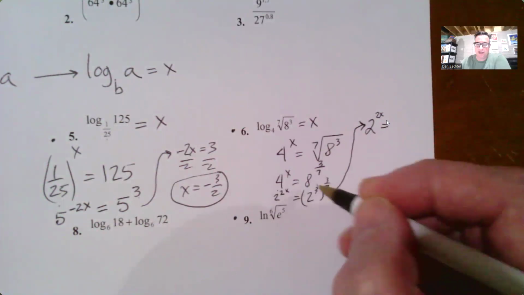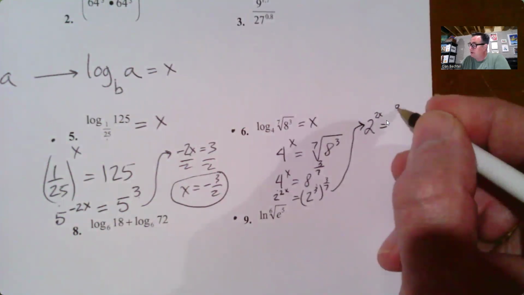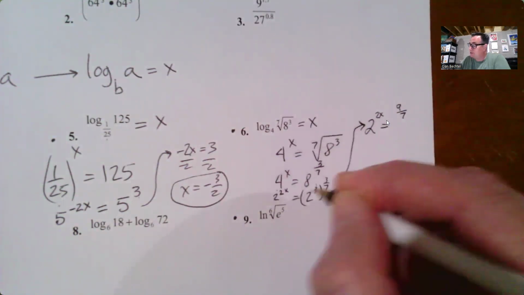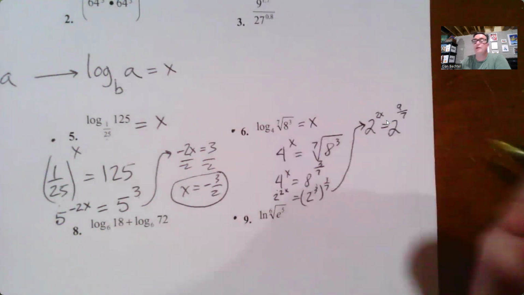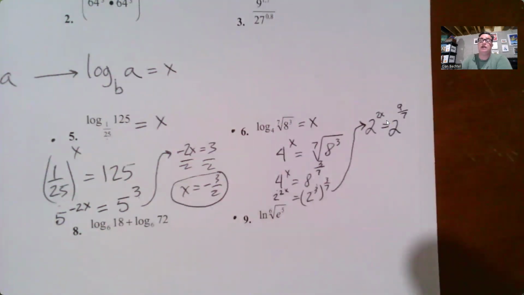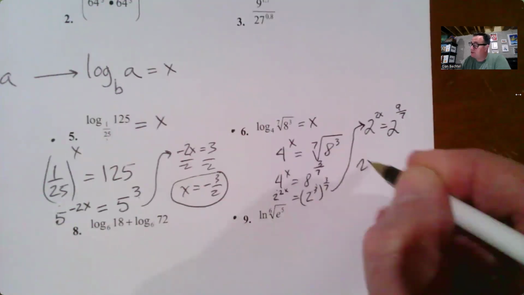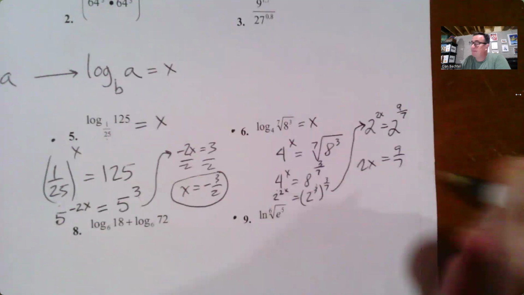Well, the 3 and the 7 don't cancel, so this will become 9/7 when you multiply the 3 times 3/7. We still have 2 as our base. Well, now that the bases are set up in a way that they're equal to each other, we can set 2x equal to 9/7 and solve.